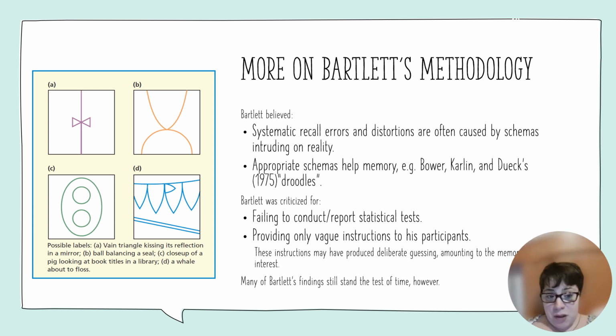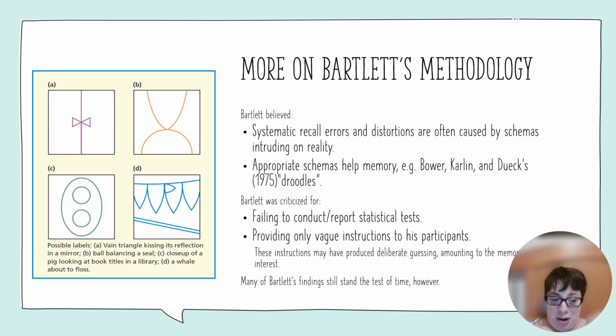So if you look at the diagram in the slide, for example, possible labels for the drawing in pane A might be "vain triangle kissing its own reflection in a mirror," or "ball balancing on a seal" for the drawing in pane B, and "close up of a pig looking at book titles in a library" for panel C, and lastly, "a whale about to floss" for the drawing in panel D.